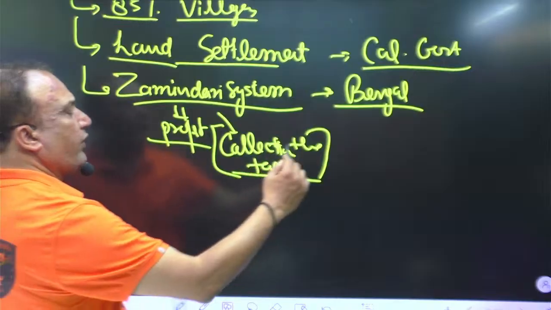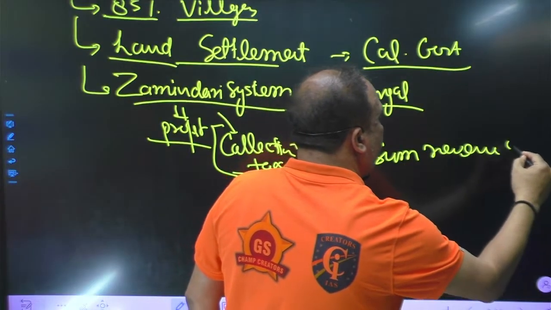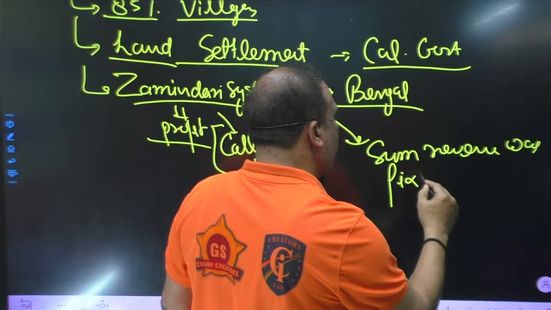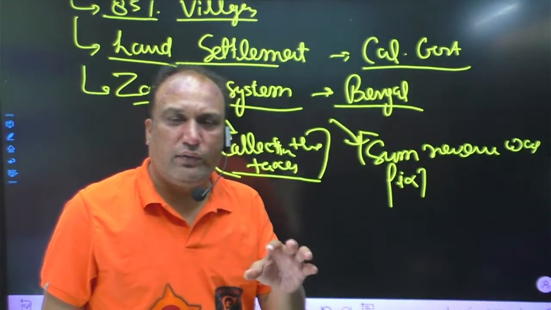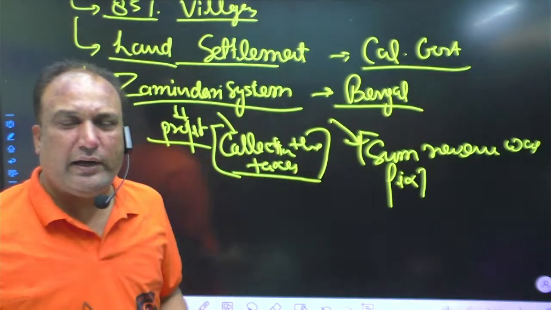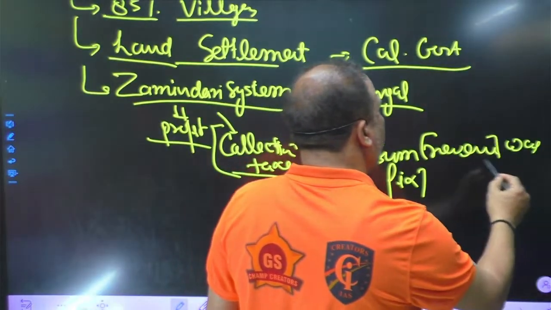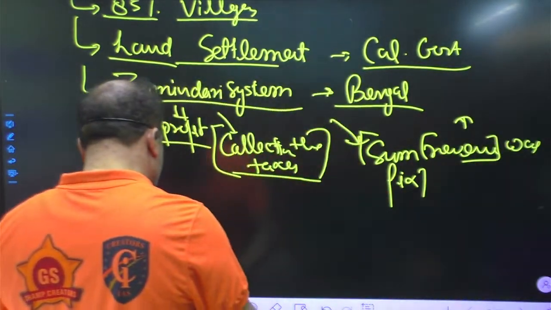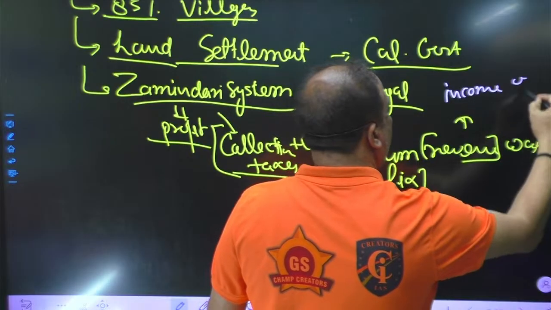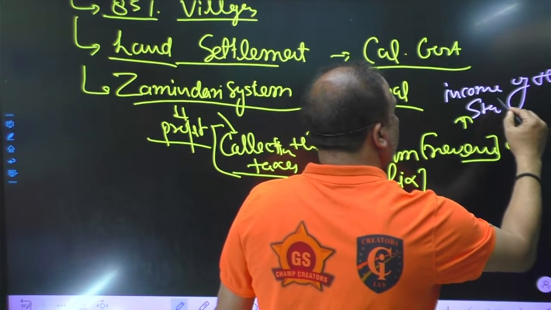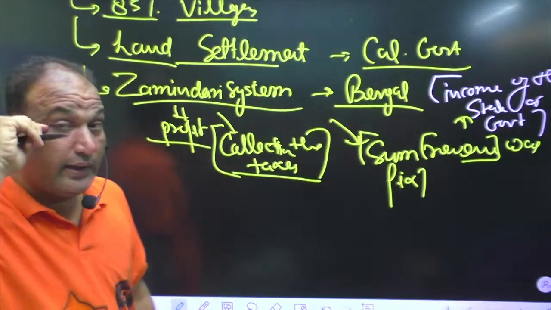Why was this sum of revenue fixed? Because the government had to calculate the total income, and they never wanted to focus on those administrative proceedings. So what is the meaning of revenue? When you say revenue, you always mean the income of the state or the government.